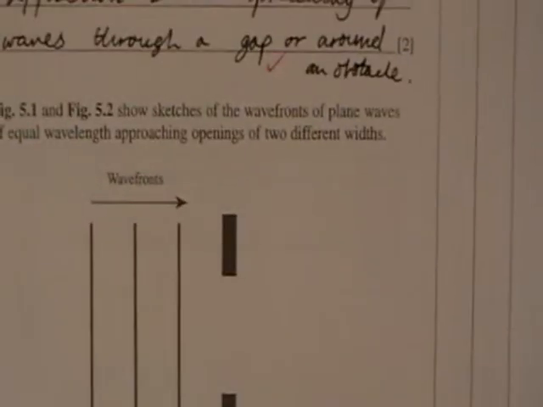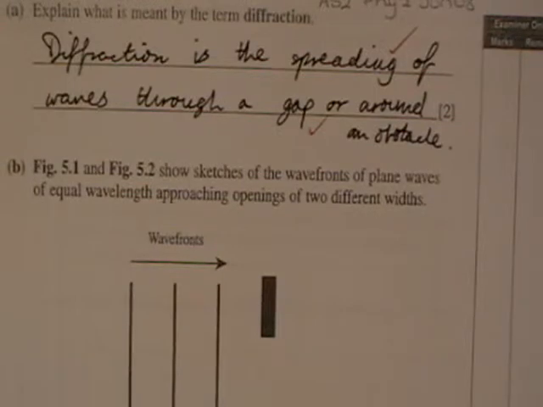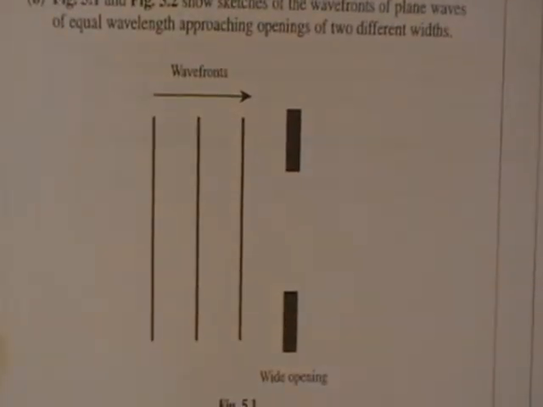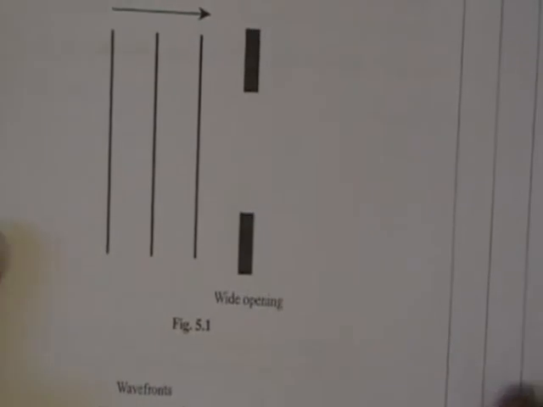Then we have: sketch the wavefronts of plane waves of equal wavelength approaching the 2 different width slits. So we're looking now here for how does the wave pass through a very wide opening, how does the wave pass through a narrow gap.